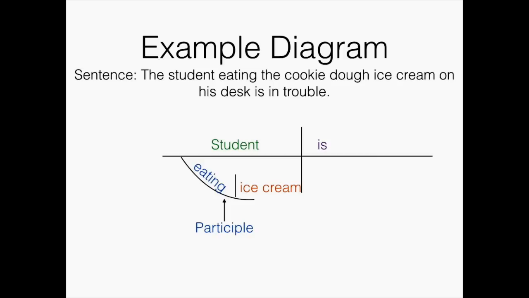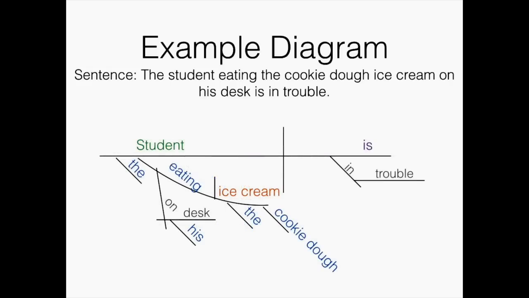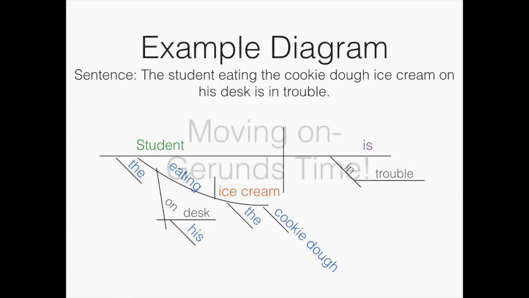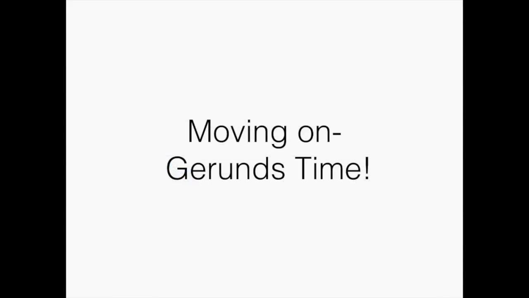The object of the participle goes behind a vertical line coming up from the curved line of the participle. We can then add in all the modifiers of the participle, the adjective cookie dough, and the prepositional phrase on his desk. We have now diagrammed the entire participial phrase, and all we need to do to finish the sentence is to add in the, which modifies student, and the prepositional phrase in trouble. Voila! Next, let's talk about how to diagram gerunds.